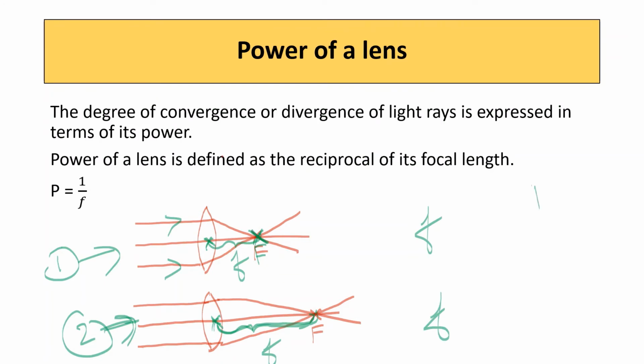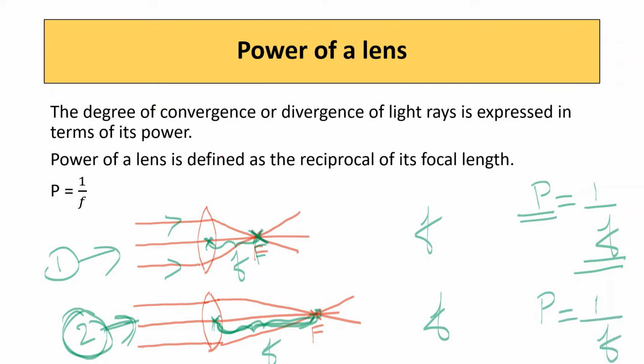What is power? Power is equal to 1 by F. In the first case, F is less. If F is less, power will be more. The convergence is more in the first case. Whereas in the second case, F is more. When F is more, P is equal to 1 by F, therefore P will be less.